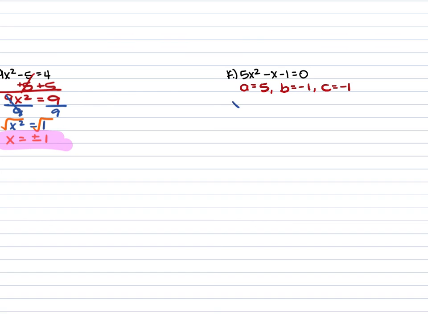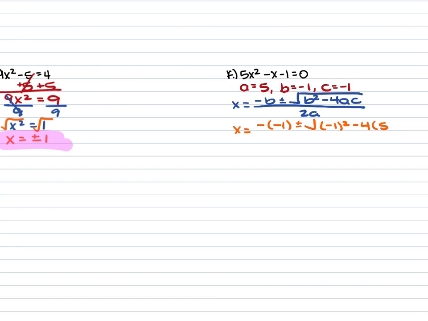Use your quadratic formula, which is x is equal to negative b plus or minus the square root of b squared minus 4 times a times c, all over 2 times a. We identified our values, plug them in now. So x is equal to the opposite of negative 1 plus or minus the square root of negative 1 squared minus 4 times 5 times negative 1, all over 2 times 5.